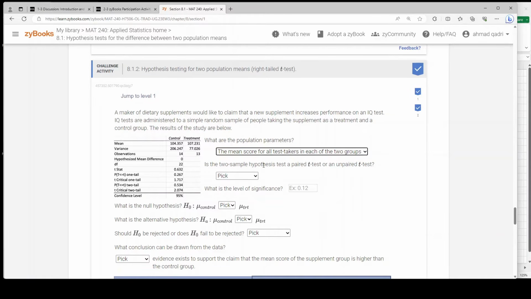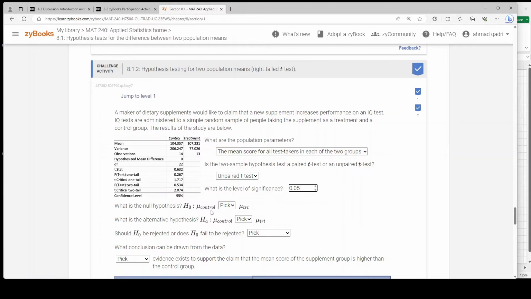Is the two sample hypothesis test a paired t-test or unpaired? So again, this time we have an unpaired t-test because the control group is independent from the treatment group. So we don't have the same subjects tested before and after. So this is going to be an unpaired t-test. The level of significance here is 100% minus the confidence level, 95%. So that would be 5% or 0.05.